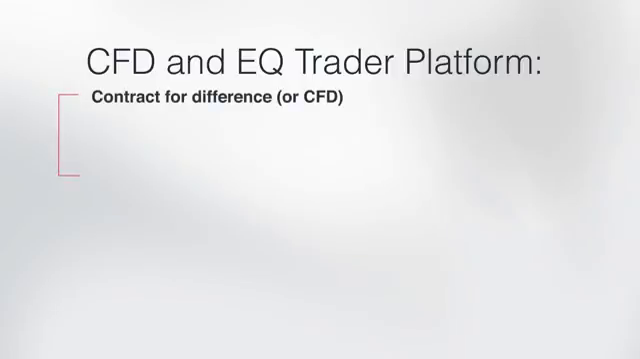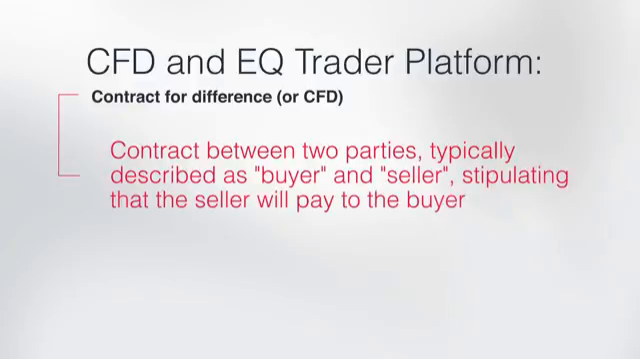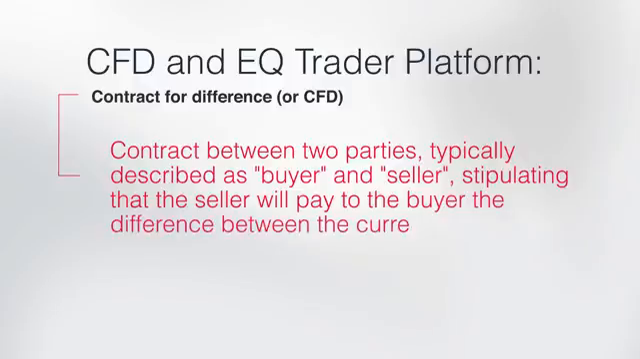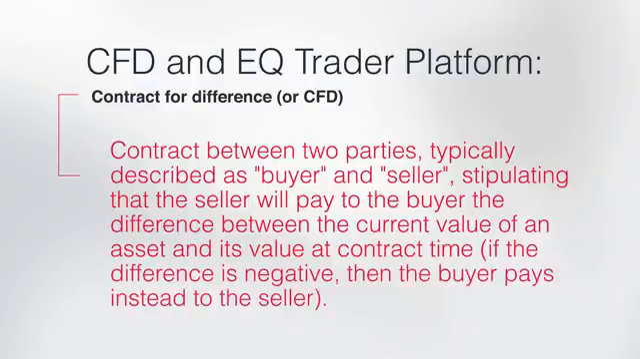A contract for difference, or CFD, is a contract between two parties, typically described as buyer and seller, stipulating that the seller will pay to the buyer the difference between the current value of an asset and its value at contract time. If the difference is negative, then the buyer pays instead of the seller.